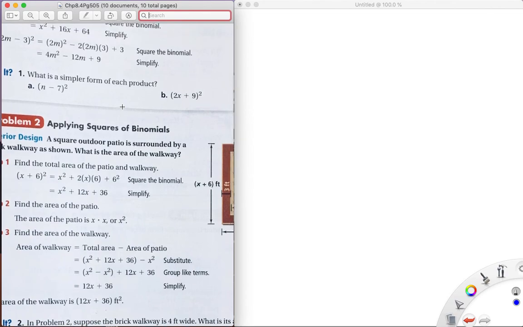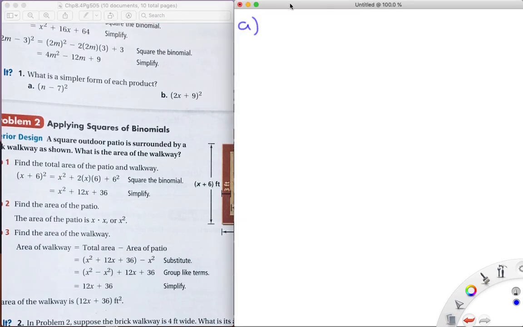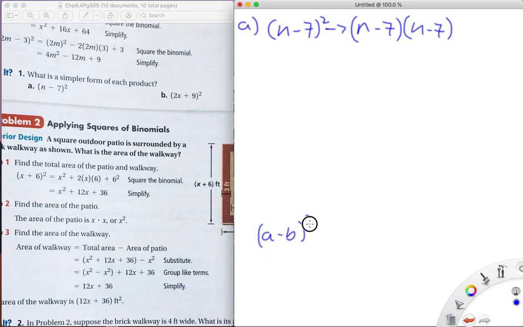An example the book gives us, 1a, is (n minus 7) squared, which is the same thing as n minus 7 times n minus 7. In this situation, we're going to use our guideline: (A minus B) squared is A squared minus 2AB plus B squared. In this case, this n is our A term, and this negative 7 is our B term.